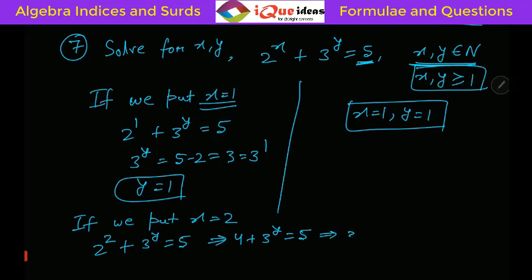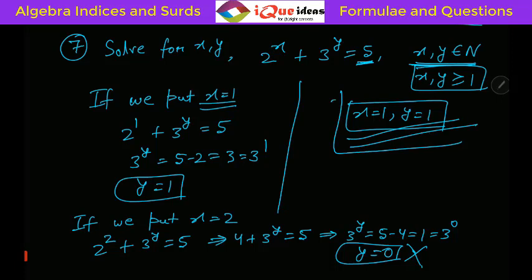That means 3 raised to the power y is equal to 5 minus 4, which is 1. Now 1 as a power of 3 can be written as 3 raised to 0. That means y equals 0. Now 0 is not a natural number, so we will not take it. Further, if we put x equal to 3, then 2 cube will become 8, which will be more than 5. So anyways, we are not going to get any natural number value after that. So there is only one solution that is possible, x equal to 1 and y equal to 1.